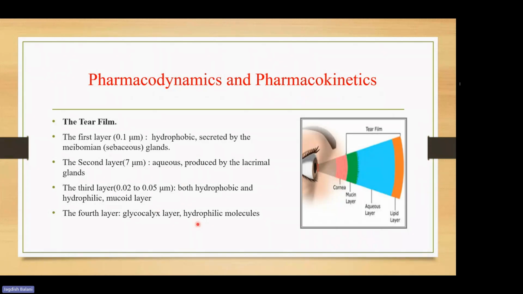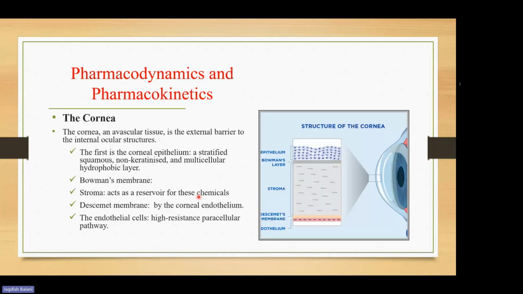There is a fourth layer, but it might not be appreciable in the picture. It is there sometimes, and sometimes it is not developed properly. The fourth layer is the glycocalyx. This is the structure or morphology of the tear film. Then we move forward to the cornea.